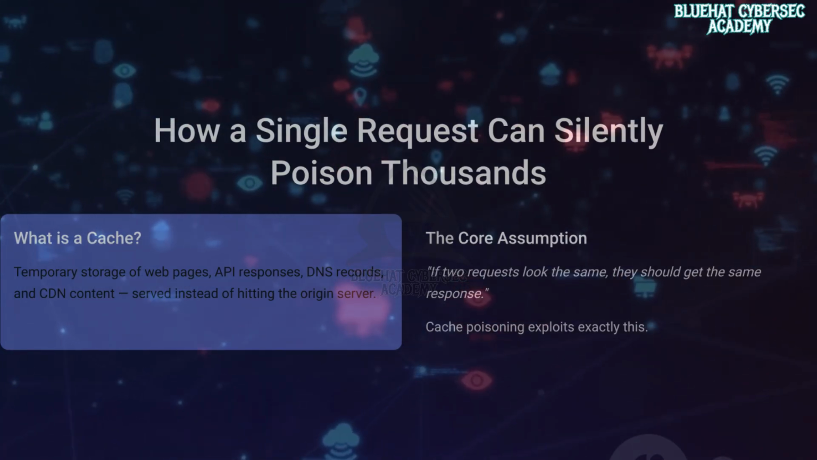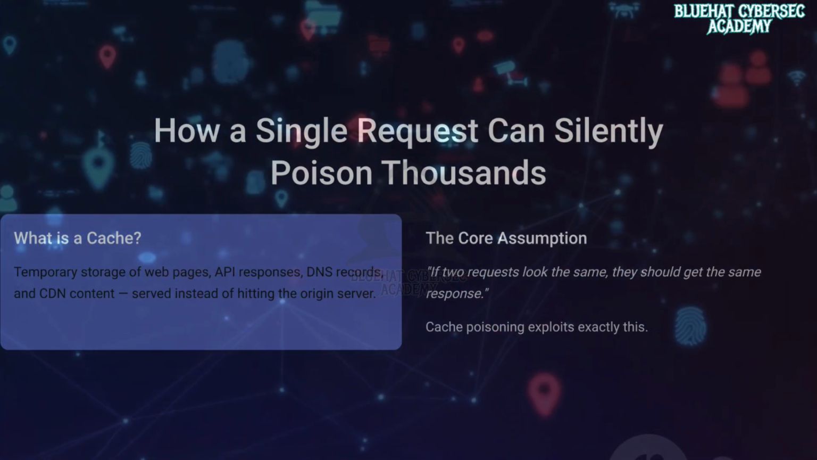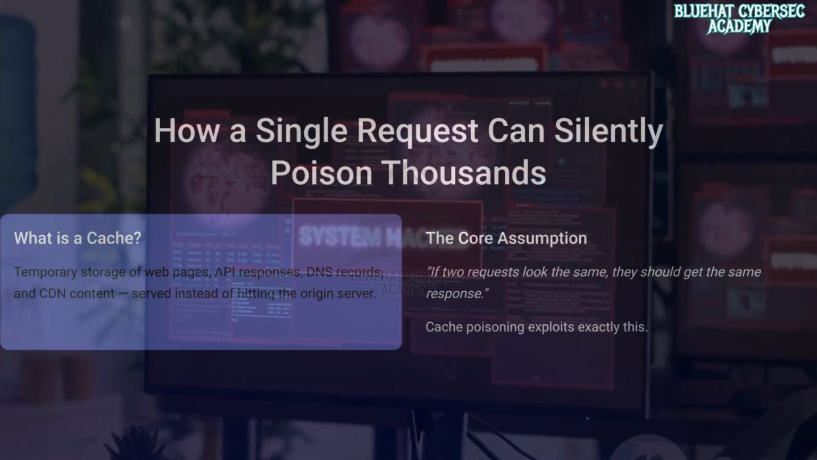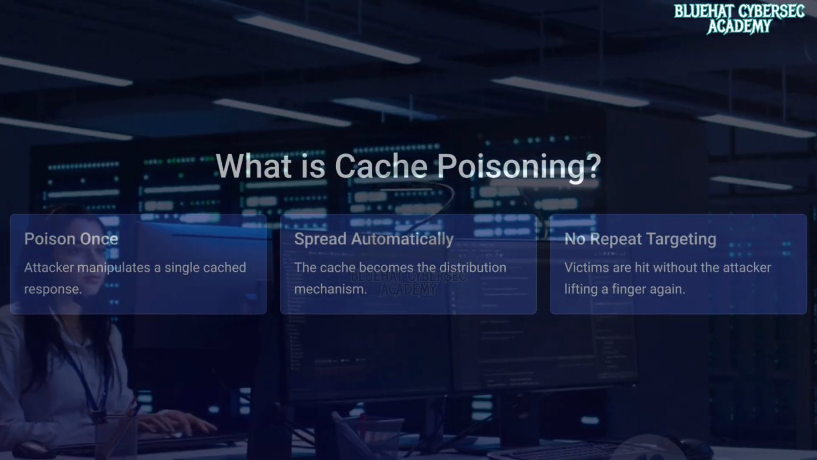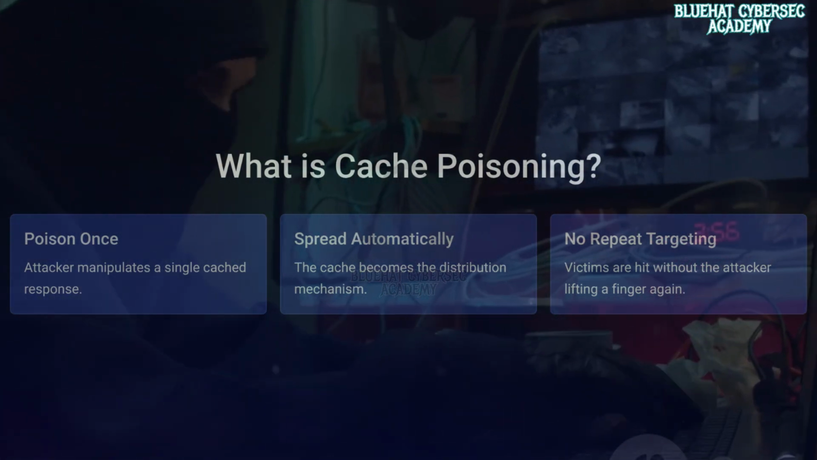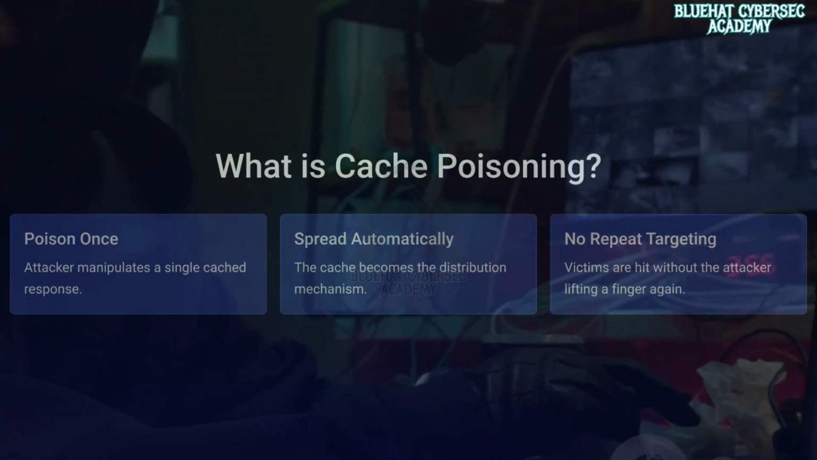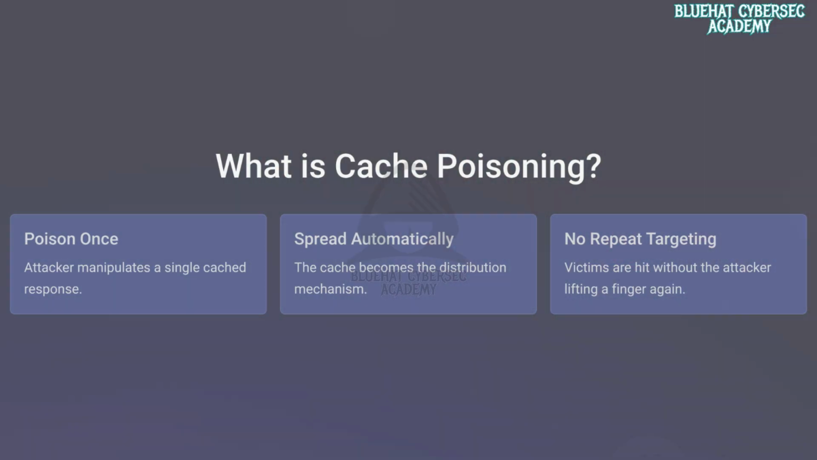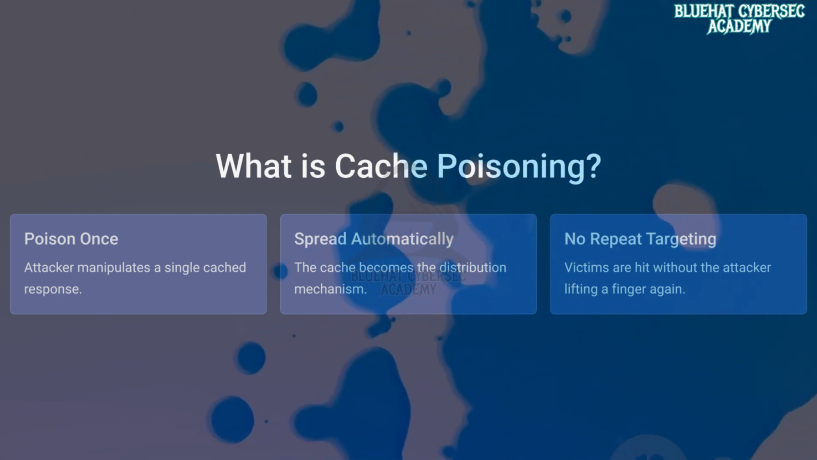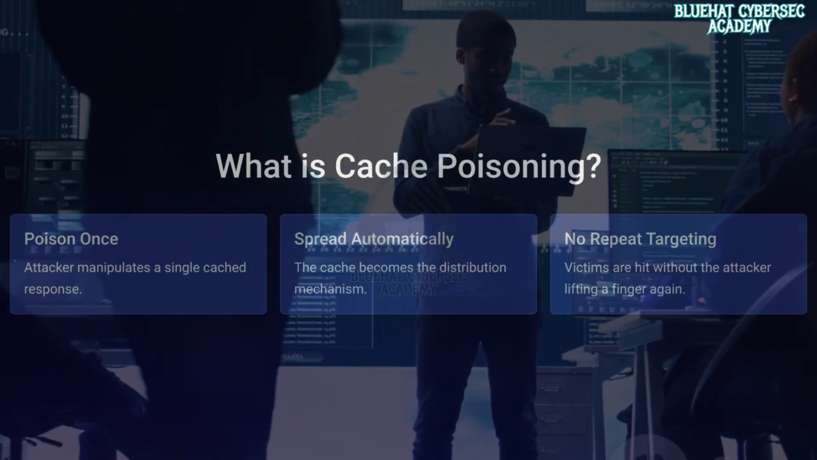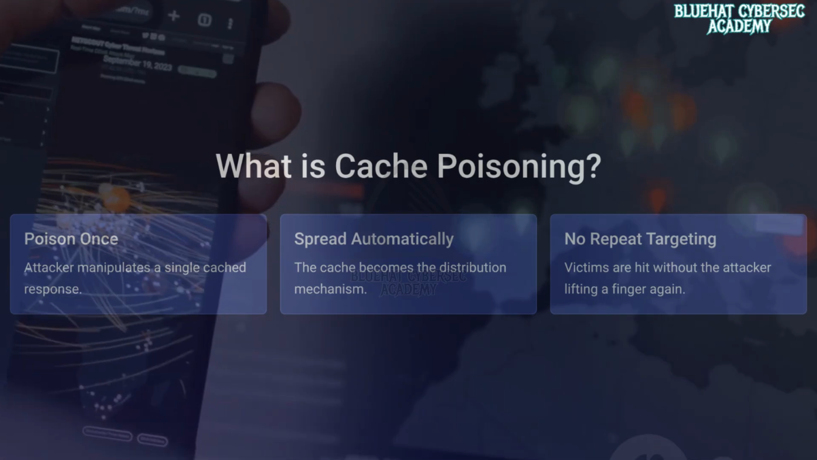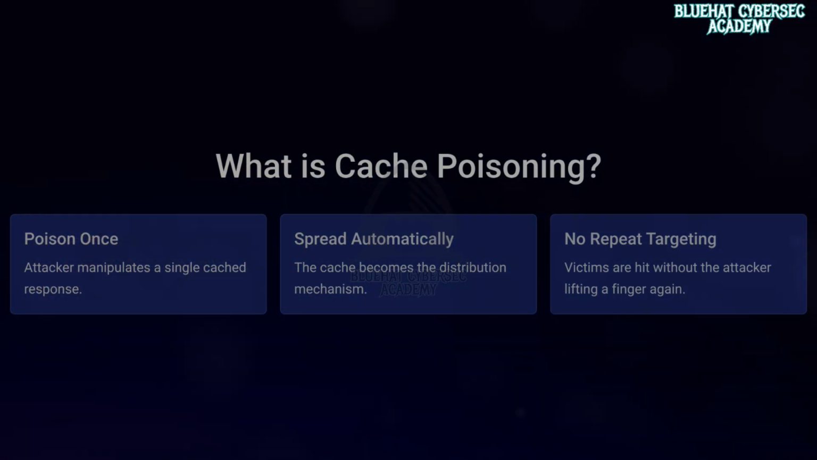However, caches operate on a very simple assumption. If two requests look the same, they should get the same response, and cache poisoning exploits exactly this assumption. What is cache poisoning? Cache poisoning is an attack where an adversary manipulates cached data so that other users receive a malicious or altered version of a response. In simple terms, the attacker poisons the cache once, and everyone else who uses it gets served the poisoned content. This makes cache poisoning especially dangerous, because the attacker does not need to repeatedly target victims. Instead, the cache itself becomes the distribution mechanism.